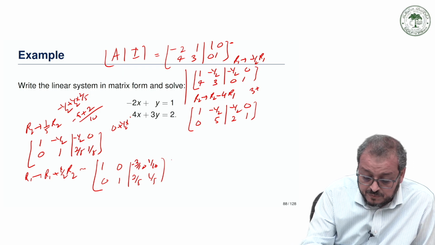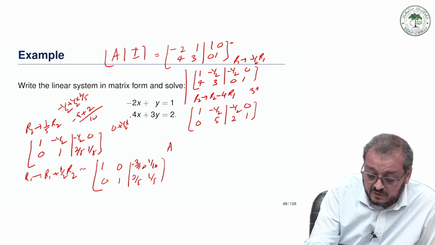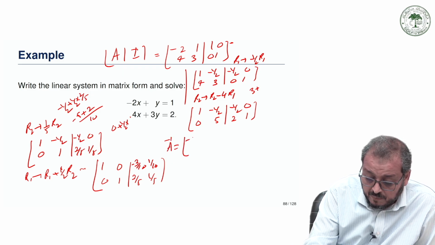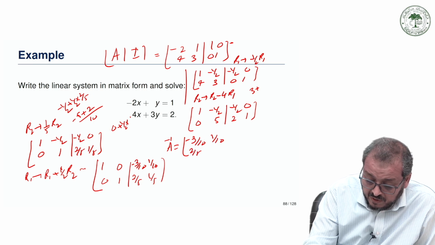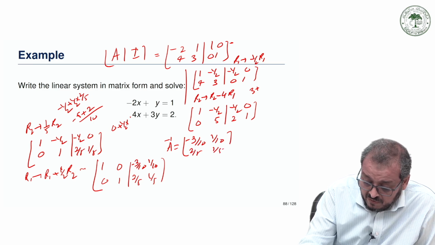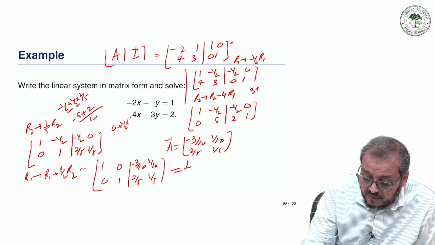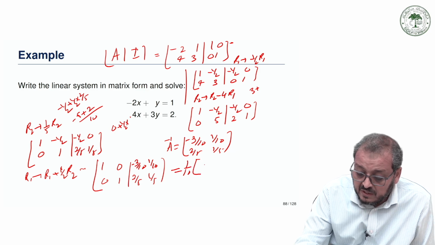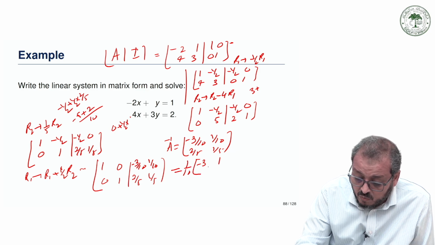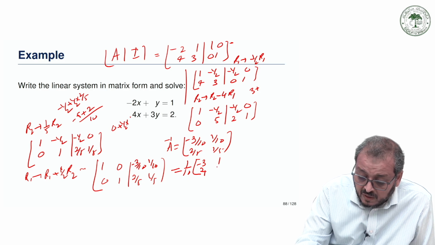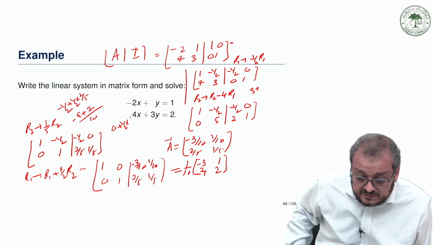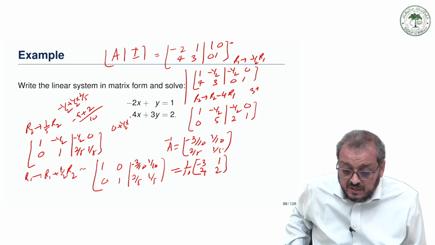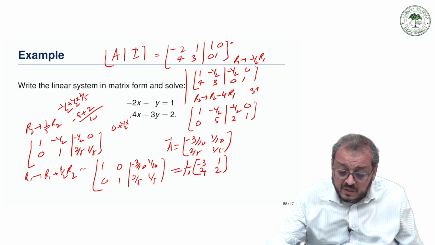So we can say that A inverse is equal to [[-3/10, 1/10], [2/5, 1/5]], and this can be written in the form of 1/10 times [[-3, 1], [4, 2]].